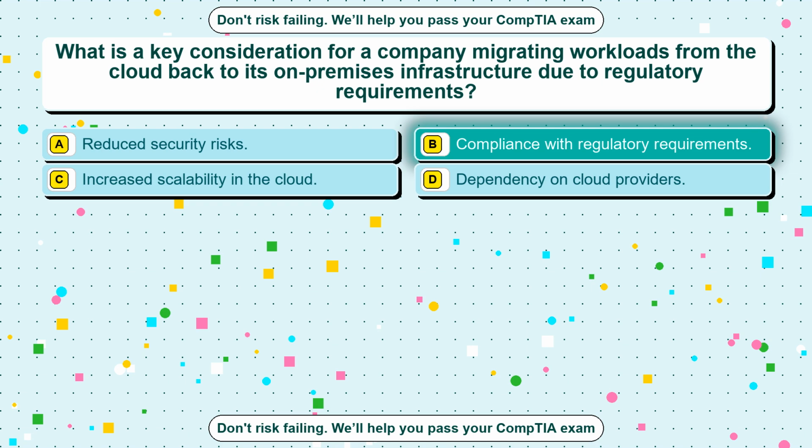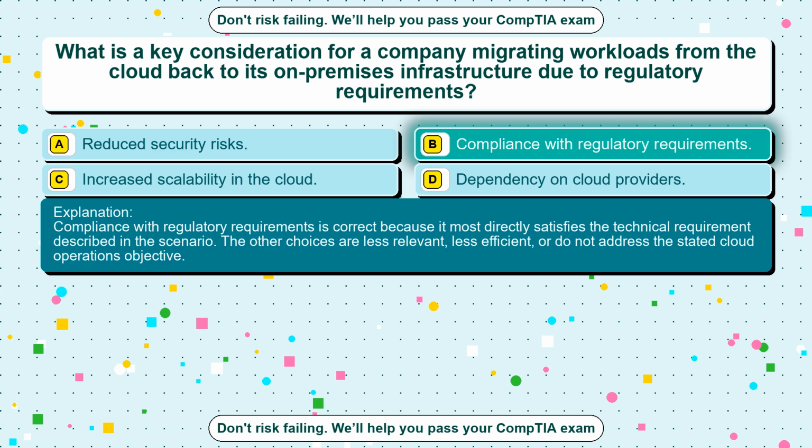Compliance with regulatory requirements. Compliance with regulatory requirements is correct because it most directly satisfies the technical requirement described in the scenario. The other choices are less relevant, less efficient, or do not address the stated cloud operations objective.